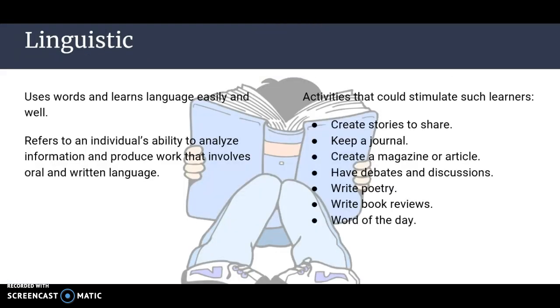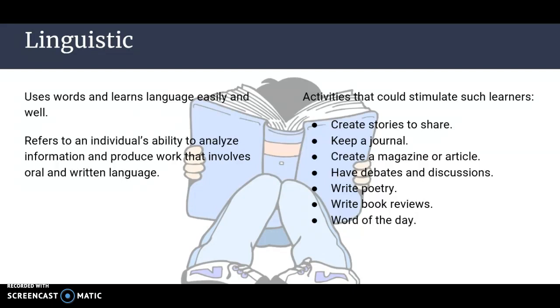So let's talk about linguistic. Linguistic intelligence means a person uses words and learns language easily and well. This refers to an individual's ability to analyze information and produce work that involves oral and written language.